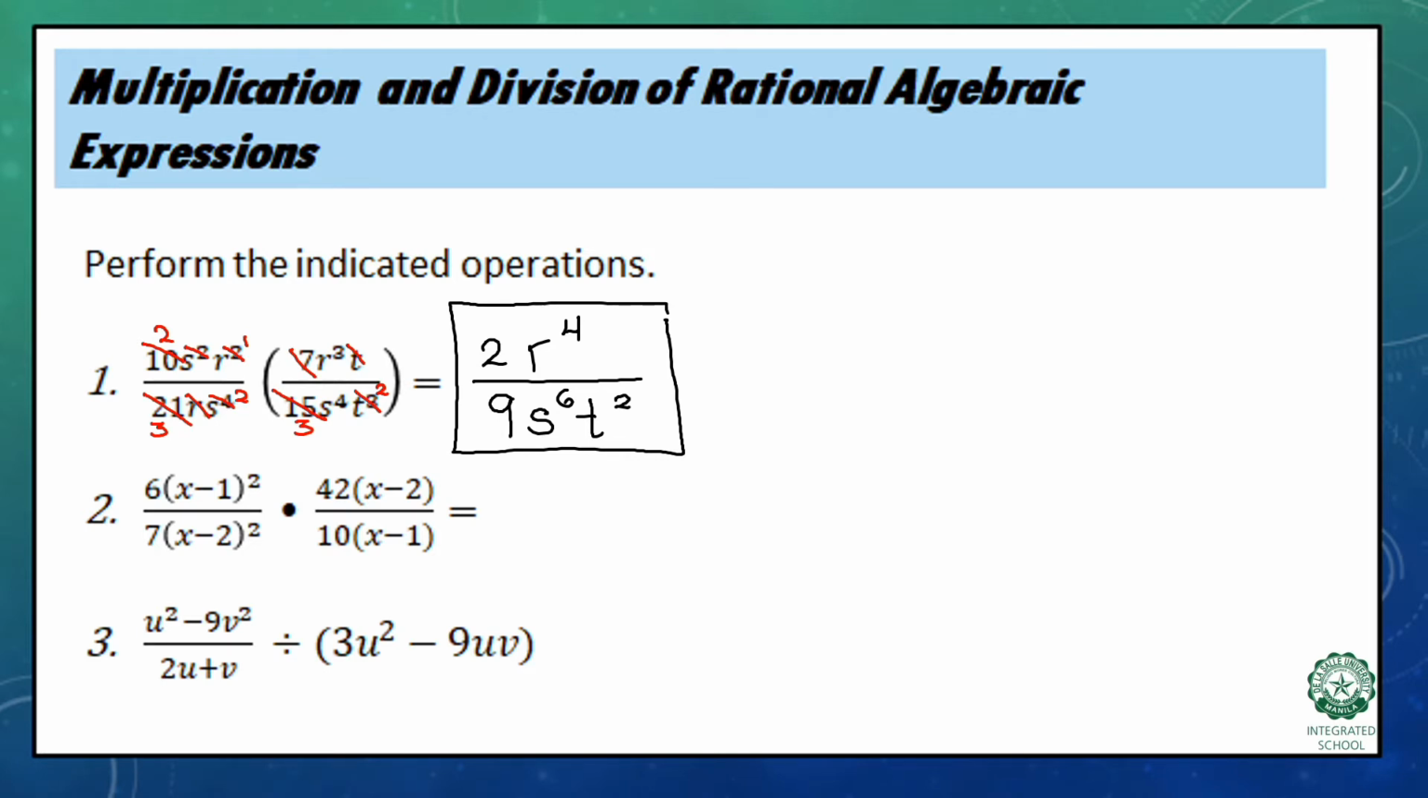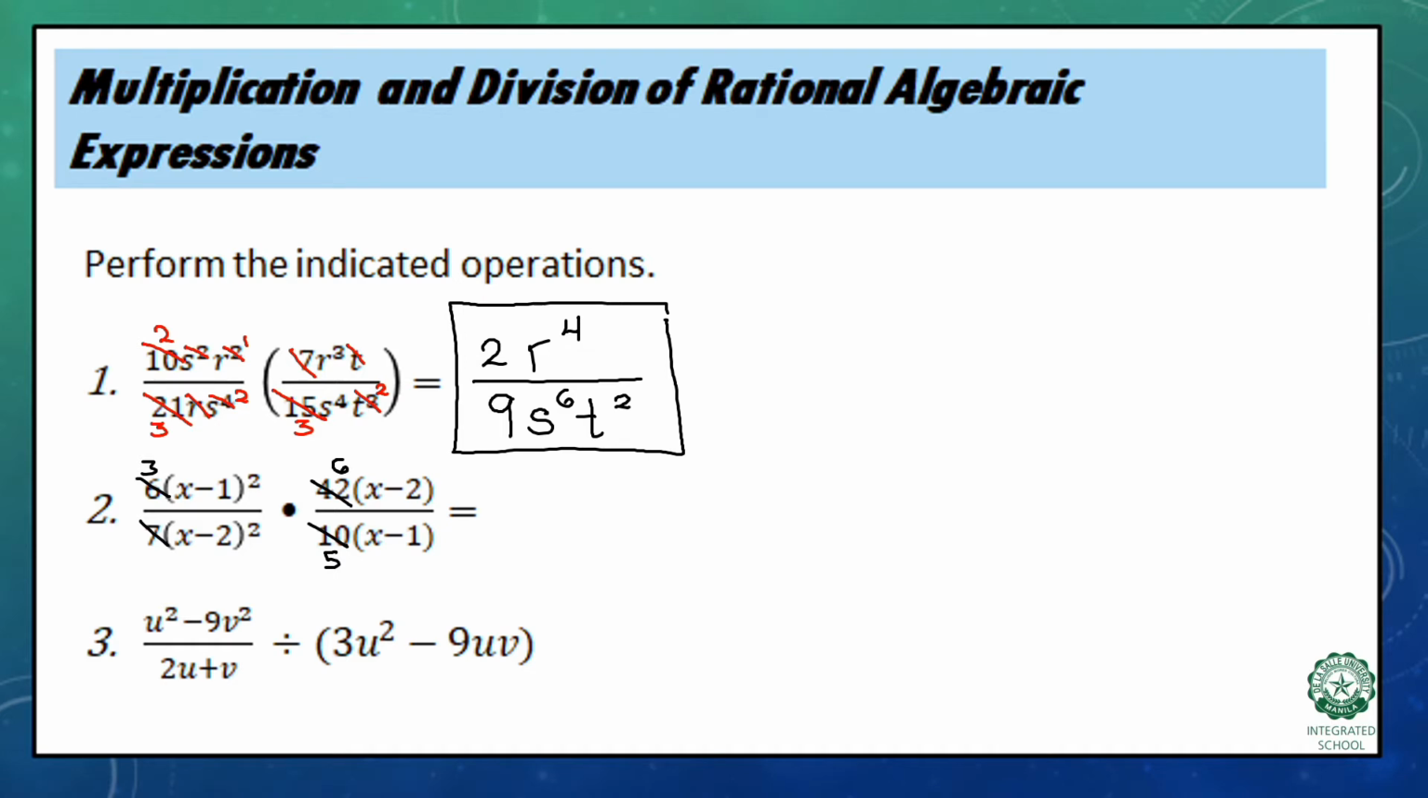Number 2. Again, let's apply cancellation before we multiply. We can cancel 6 and 10 because both of them are divisible by 2. We still have 3 left and 5. 42 and 7 can be cancelled, and you still have 6 left here because 42 is divisible by 7.